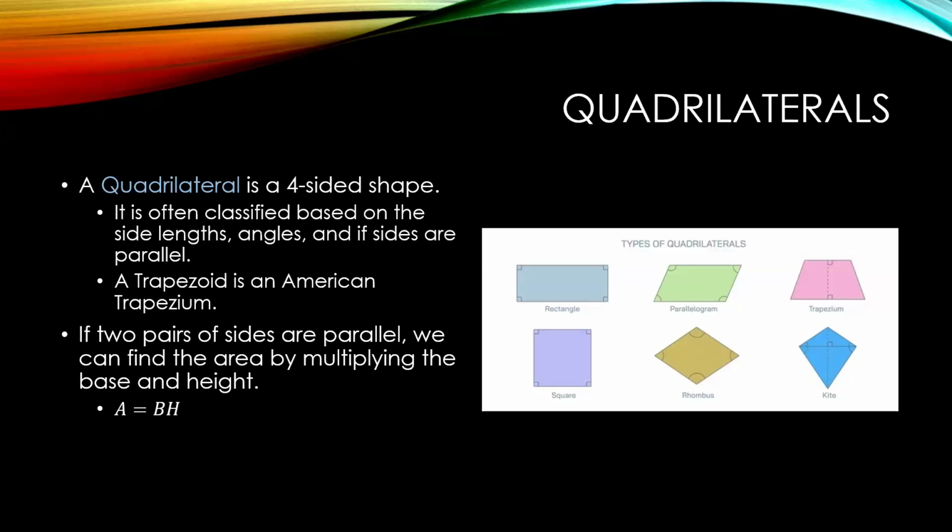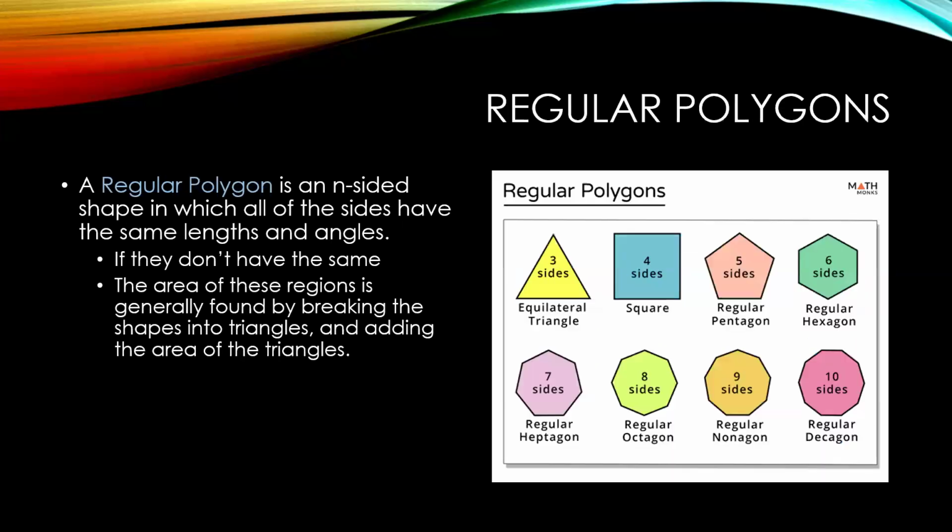A quadrilateral has 4 sides. We have rectangles, parallelograms, trapezoids or trapeziums, depending on where you live, squares, rhombuses, and kites. There's a general quadrilateral, which doesn't have to have anything in common. If 2 sides are parallel, we can find the area by multiplying the base times the height. If it doesn't have 2 sides which are parallel, you might have to break it into triangles and figure out the area that way.